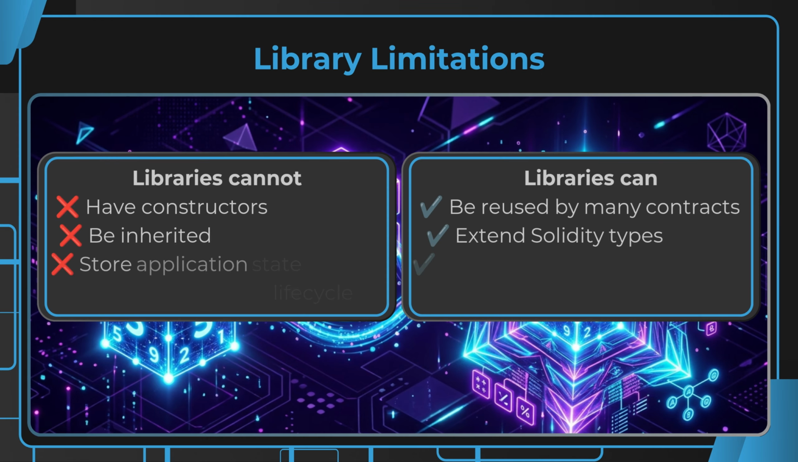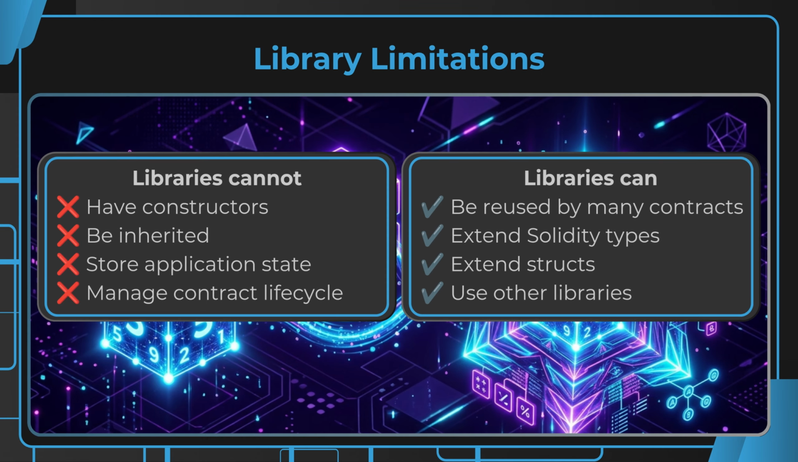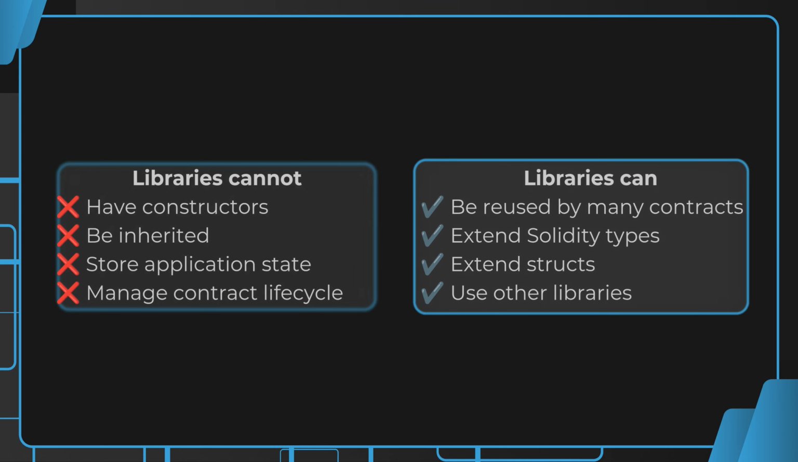Libraries have a few important restrictions. They cannot have constructors. They cannot inherit from contracts, and contracts cannot inherit from libraries. They're designed for reusable logic rather than storing application state, although libraries can use other libraries.